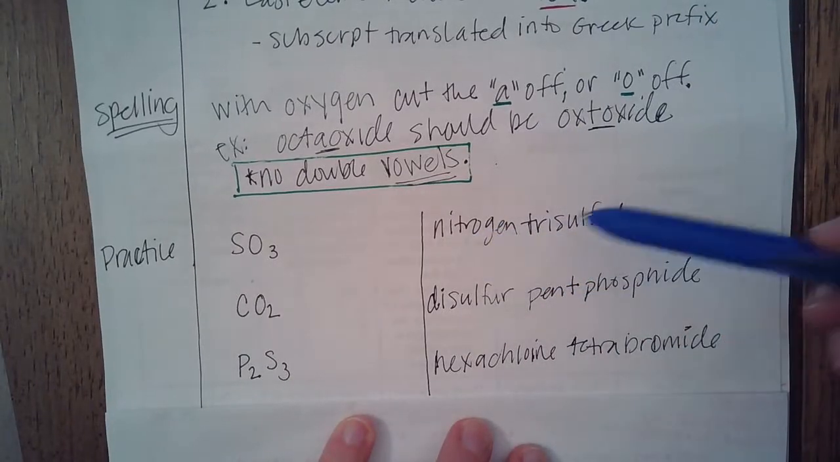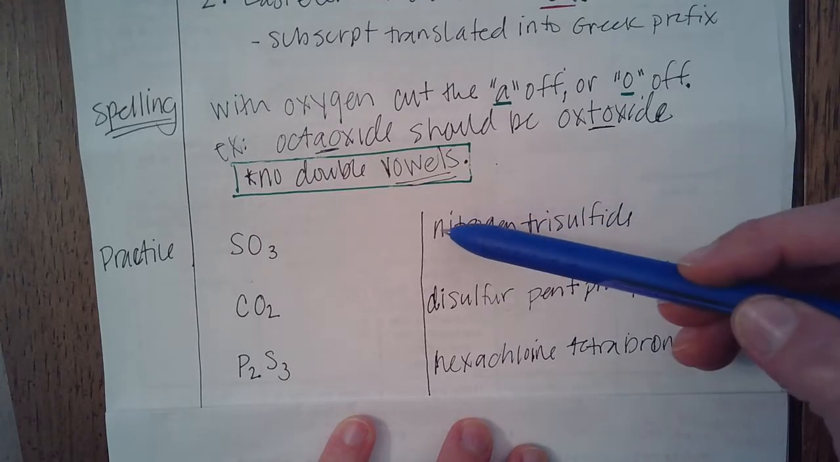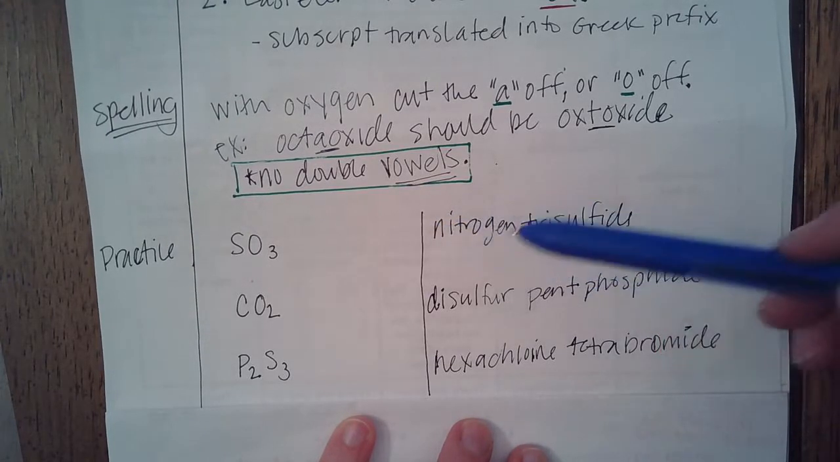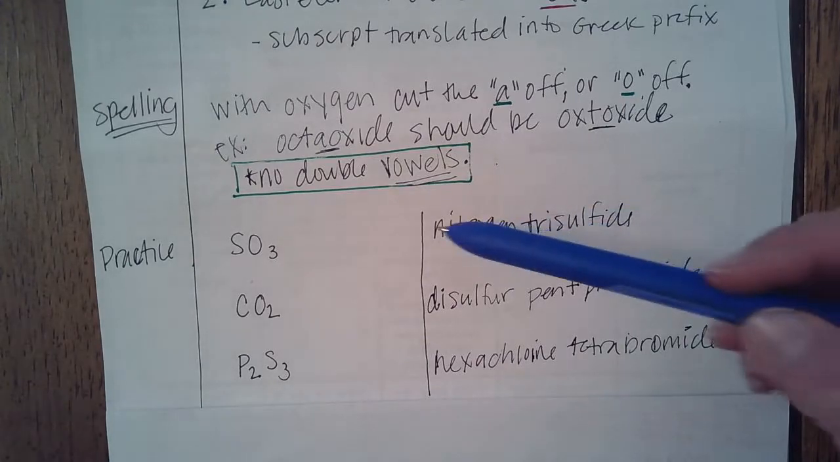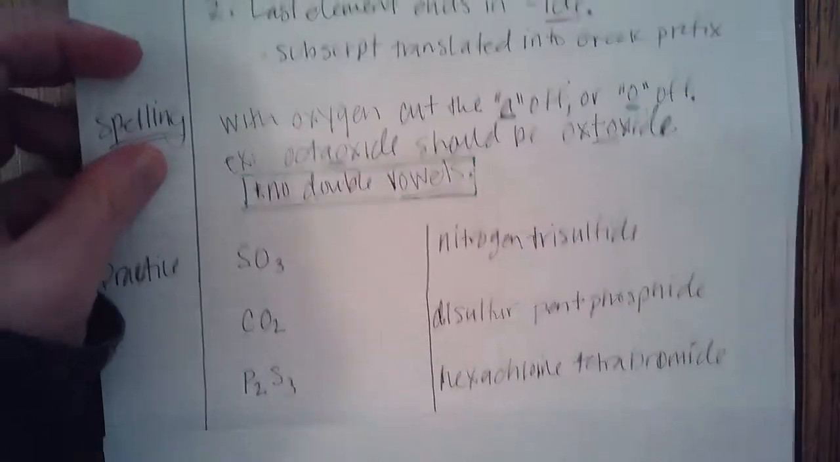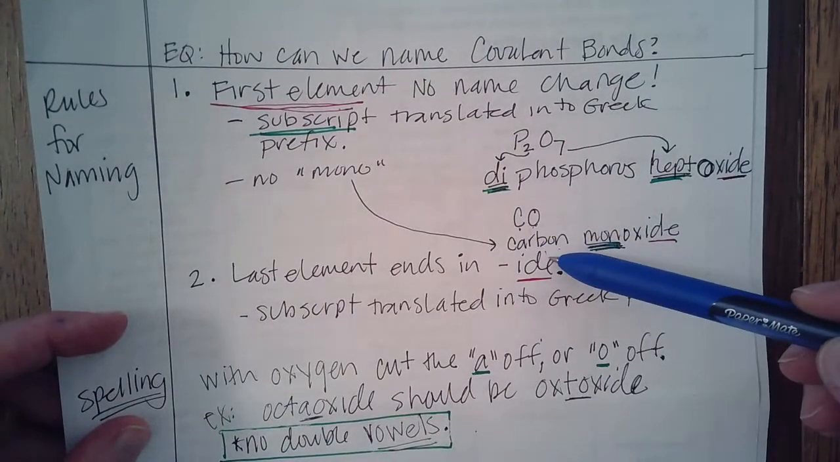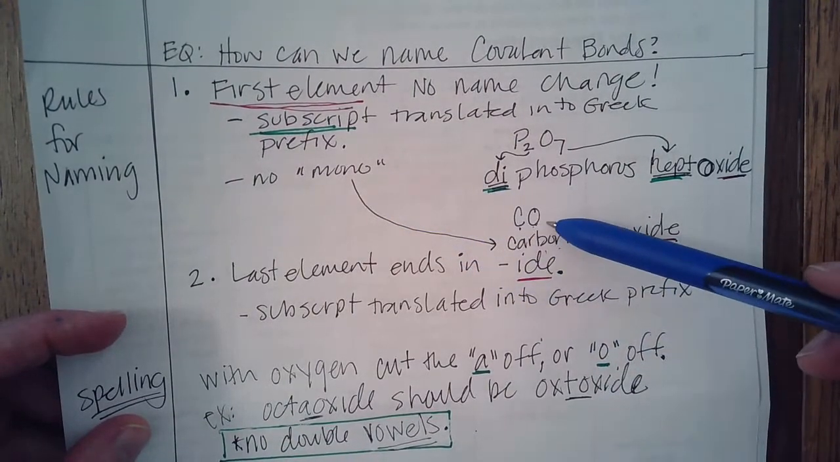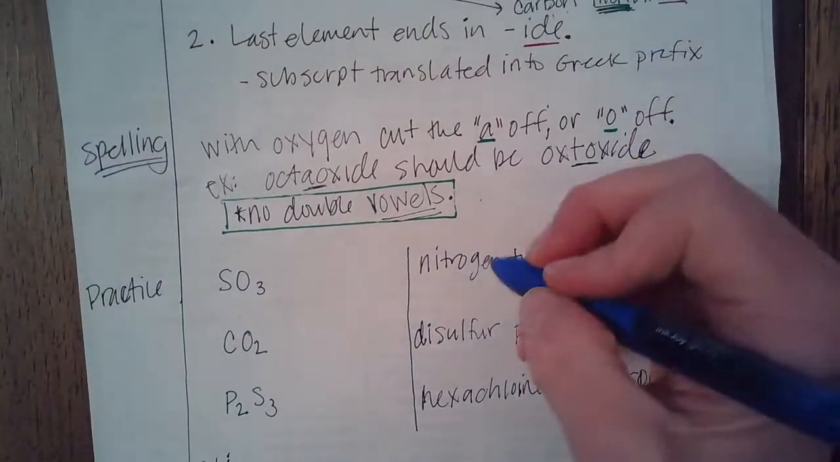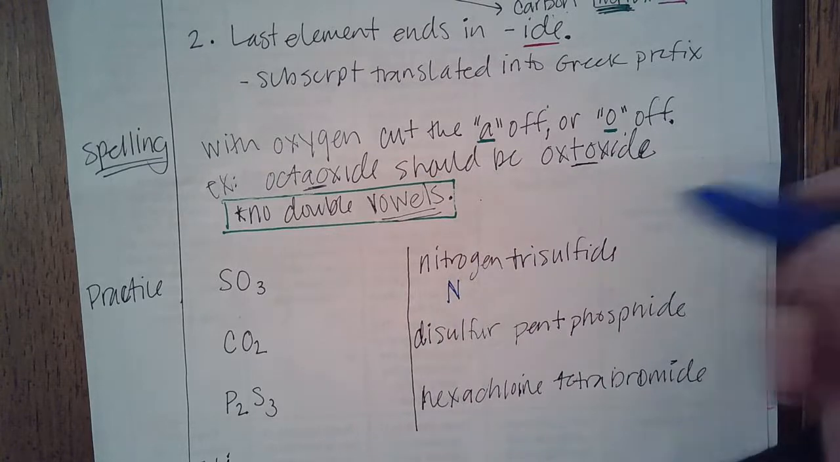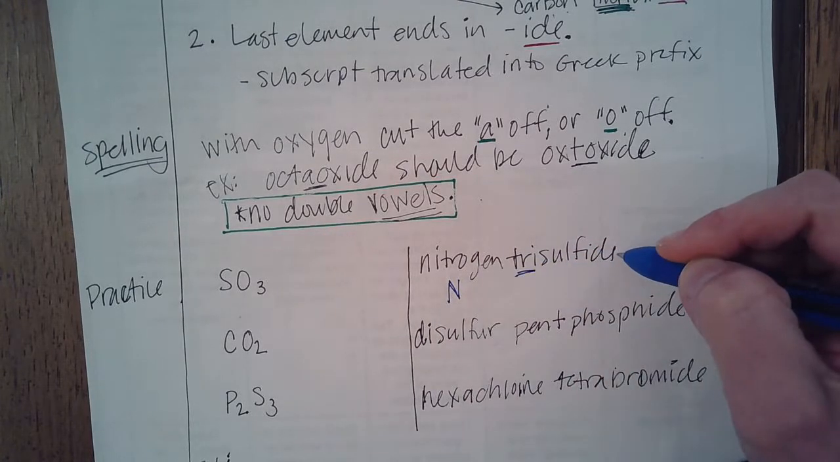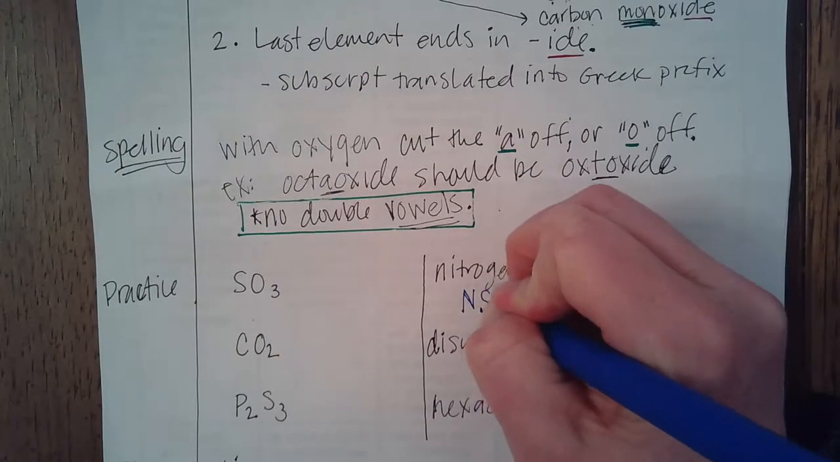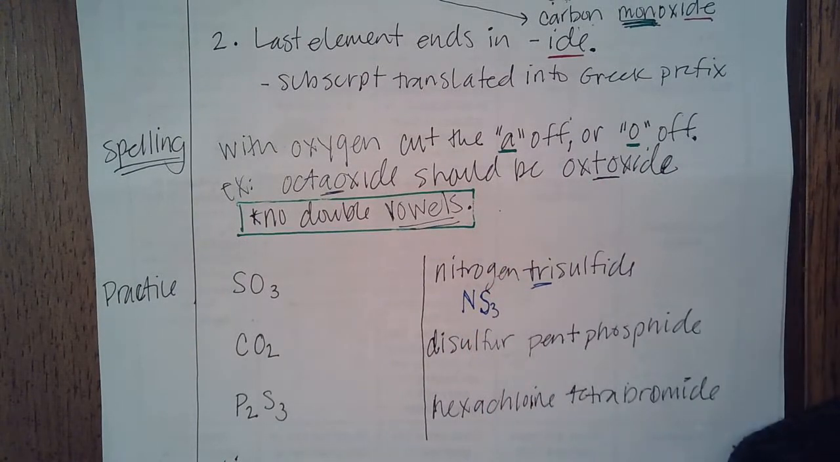This is nitrogen trisulfide. Well, there's no prefix right here. So if there's no mono or there's no nothing, we assume that there's just one, like there is in carbon monoxide. No mono on the first one, we assume there's just one. So this one must be N. And then do you see how it says trisulfide? That must mean that there are 3 sulfurs. So you would just do S and 3, NS3, nitrogen trisulfide.